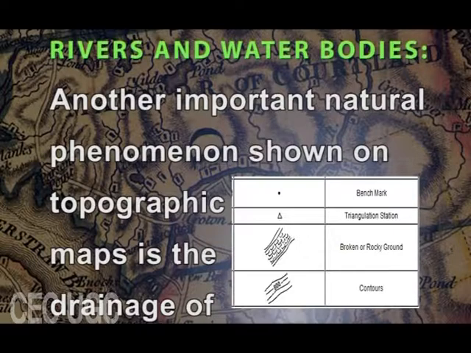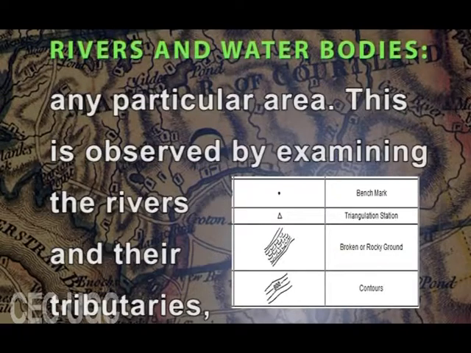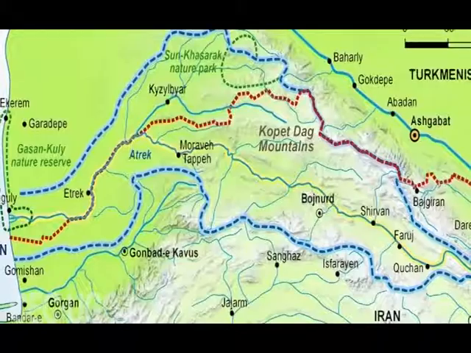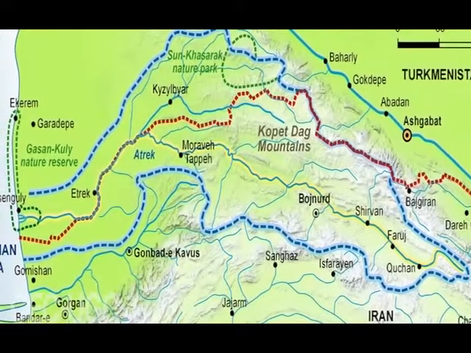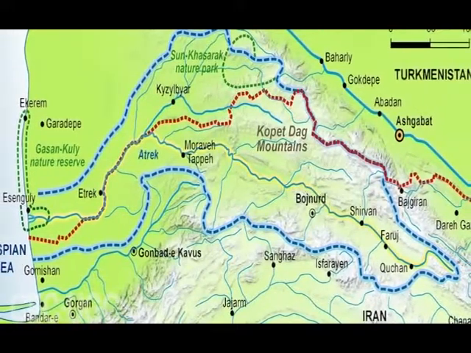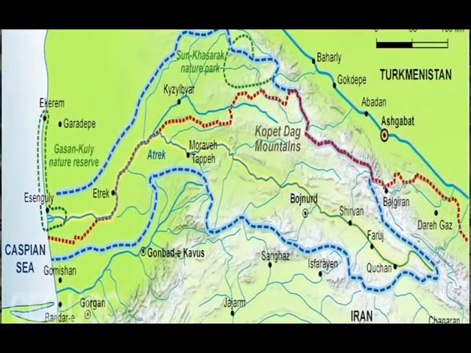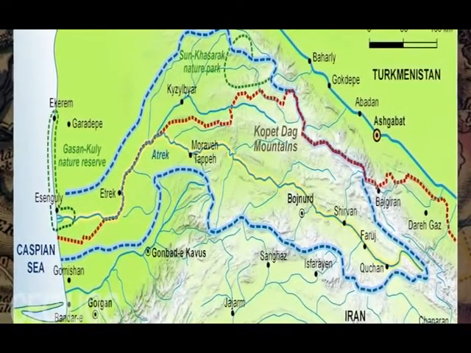Rivers and water bodies. Another important natural phenomenon shown on topographic maps is the drainage of a particular area. This is observed by examining the rivers and their tributaries, which are indicated in blue on topographic maps. Regularity of the rivers. On the topographic maps, perennial rivers are indicated by means of continuous blue lines, while the seasonal rivers are dotted lines.